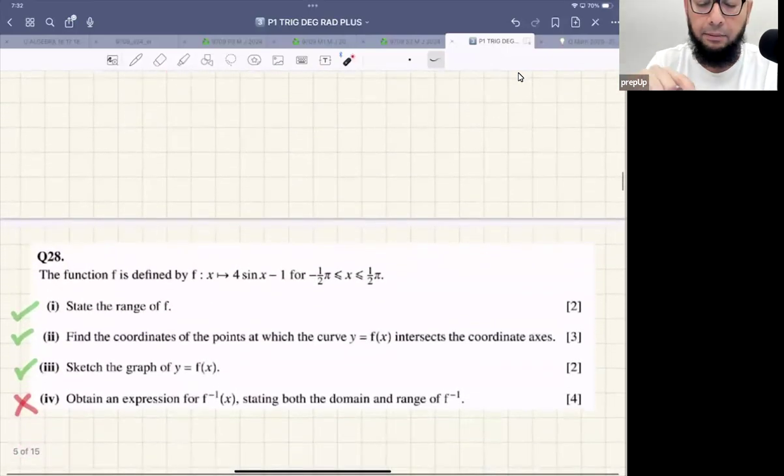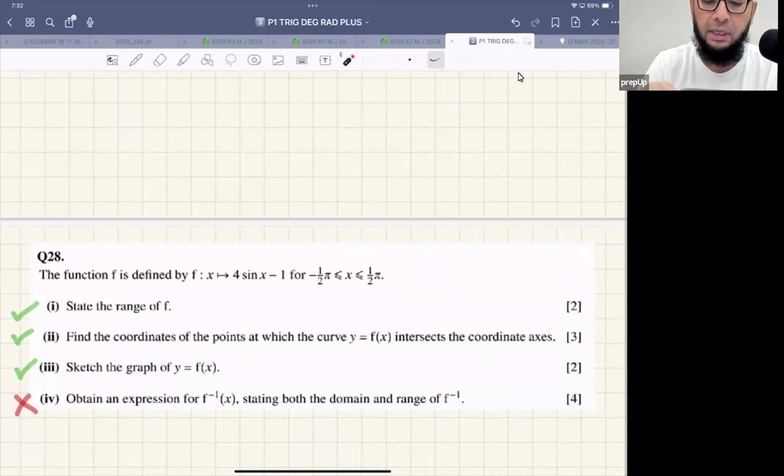Now let me just look at my WhatsApp very quickly. Can you explain the question, the sketch part? Okay, let me explain the sketch part again.